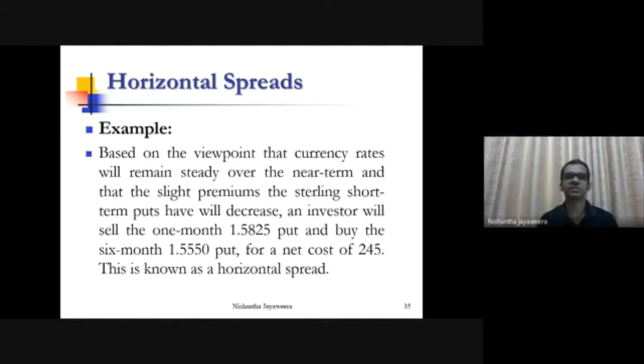Based on the viewpoint that volatility will remain steady over the near term and the slight premiums, the sterling short term puts have decreased. An investor will sell the 1 month 5825 put and buy the 6 month put for a net cost of 245. So why do you say you make a loss?